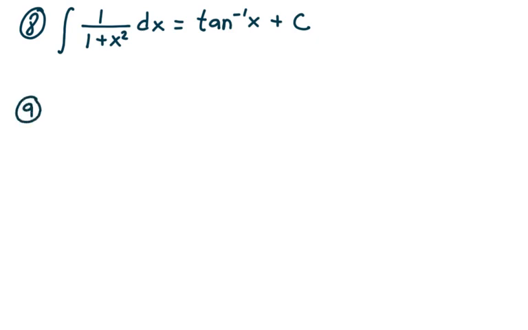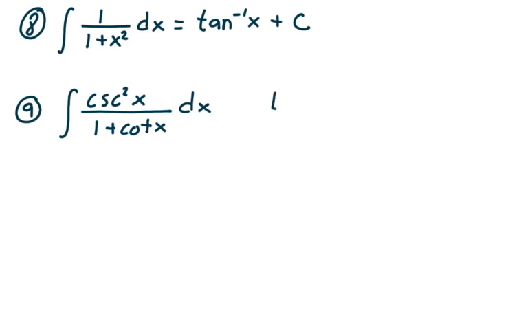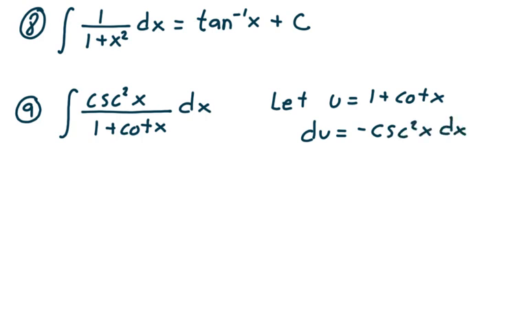On number 9, we have the integral of cosecant squared x divided by 1 plus cotangent x dx. And so what I'm going to do is let u equal 1 plus cotangent x. du is negative cosecant squared x dx. So cosecant squared x dx is equal to negative 1 du.